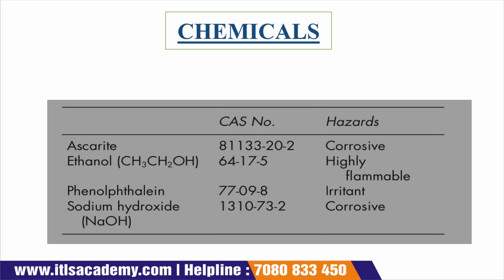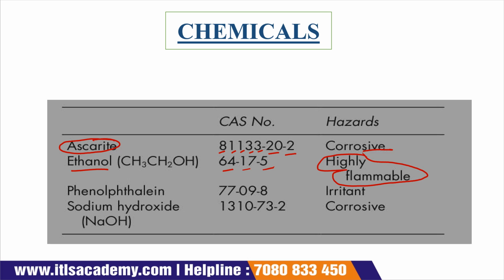Now the chemicals used in this experiment, first one is ascarite. The first chemical used in this experiment is ascarite, CAS number 81133-20-2, and the hazard related to ascarite is that it is corrosive in nature. The second chemical is ethanol, CAS number 64-17-5. This ethanol is highly flammable, so when we are using this ethanol, we have to take precautions, which we discuss in the hazard, precaution and waste disposal slide.